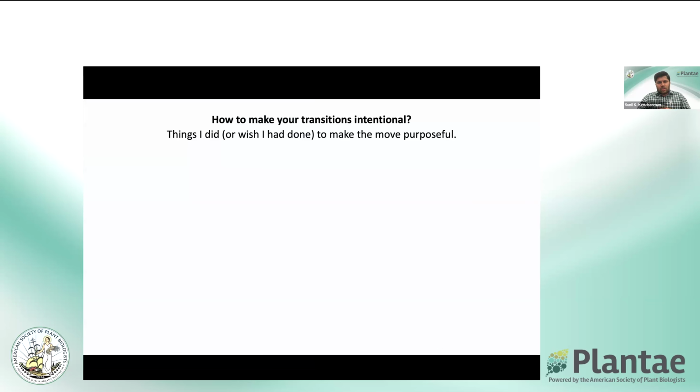So I just want to talk about how we can make these transitions more intentional. There are some things that I did that I thought were helpful for me, and then there are other things that I wish I had done to make these transitions more intentional. So from grad school to postdoc.